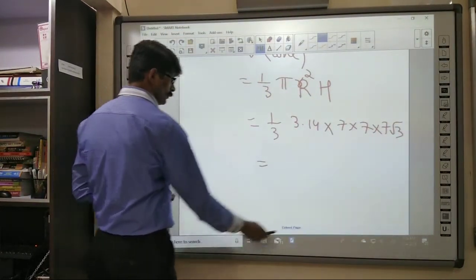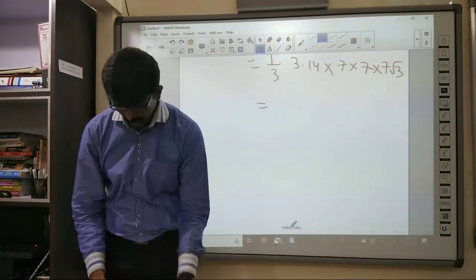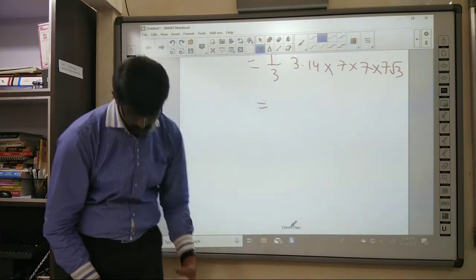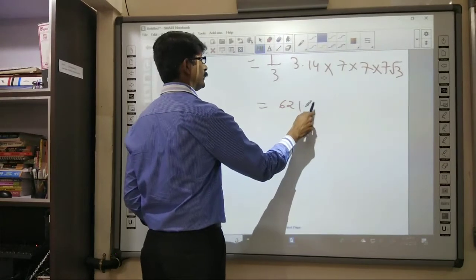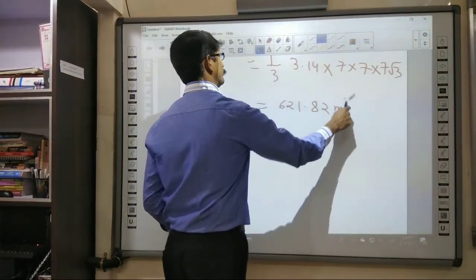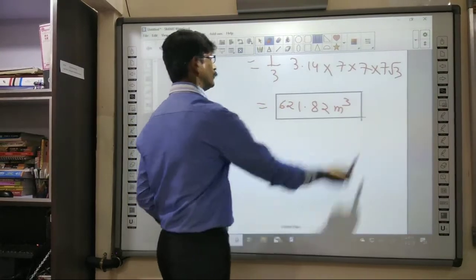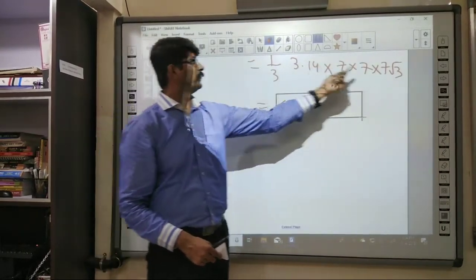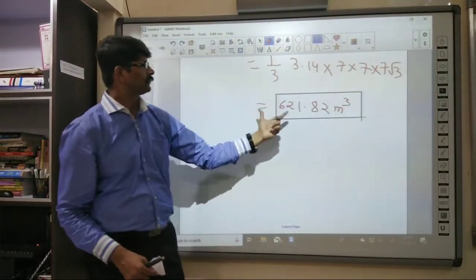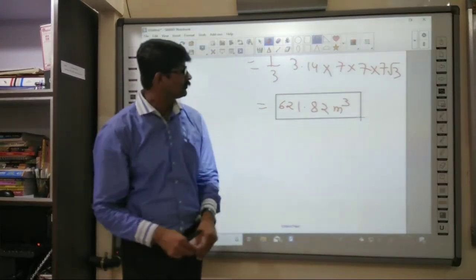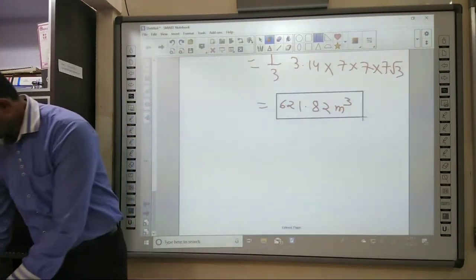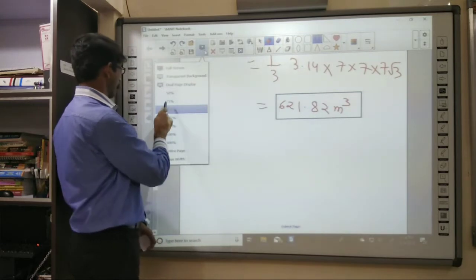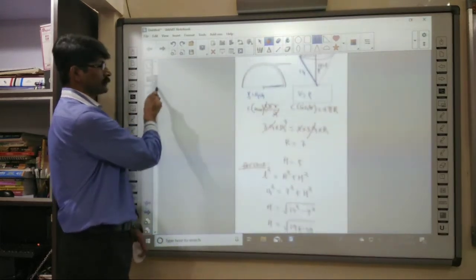So just do these calculations and you might get the correct answer. The correct answer is 621.82 meter cube. I guess that calculation you will be able to do very simply, like 7 cube would be 343 into 1.732 and divided by 3, and you will get the answer as 621.82. So please students, put this in your book. This is the entire sum.